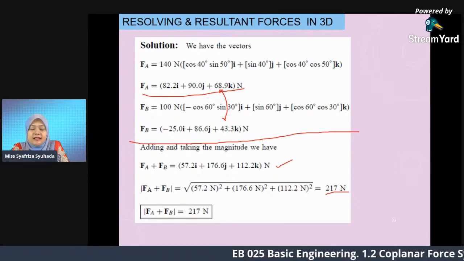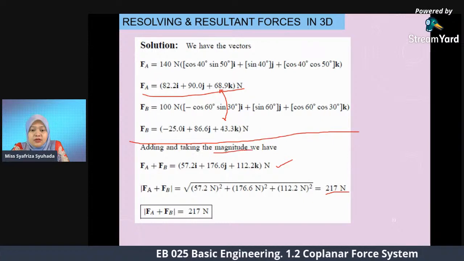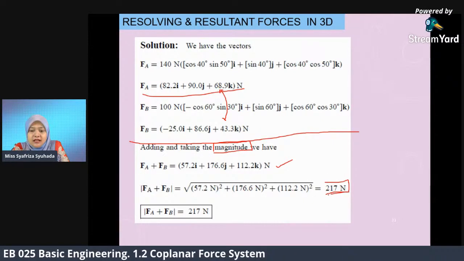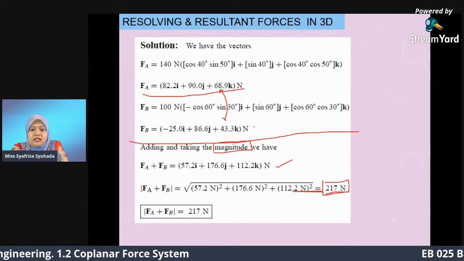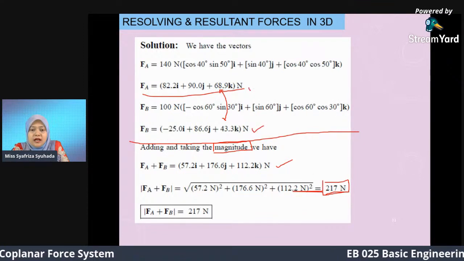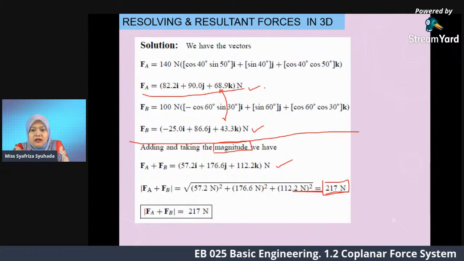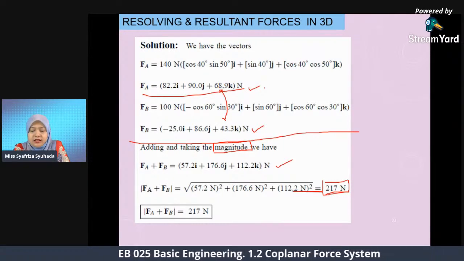kita dapat final answer 217. Ingat, jika dia minta magnitude, jawapan hanya ada nilai. Jika dia minta resultant, jawapan dalam bentuk IJK. Jangan tersalah. Baca soalan very carefully.